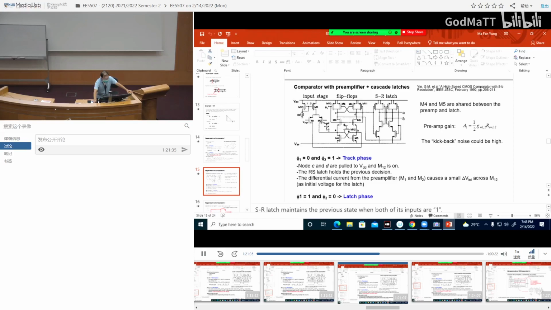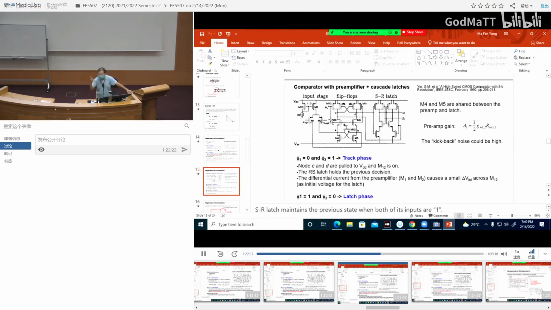Basically you will see that the input gm converts the voltage to current through gm, and this current comes back to voltage through R on. Kickback noise could be high. Why? Because these two nodes have positive feedback, which means here and here there could be a big positive feedback swing, which can couple to your input through any parasitic capacitance between gate and drain.